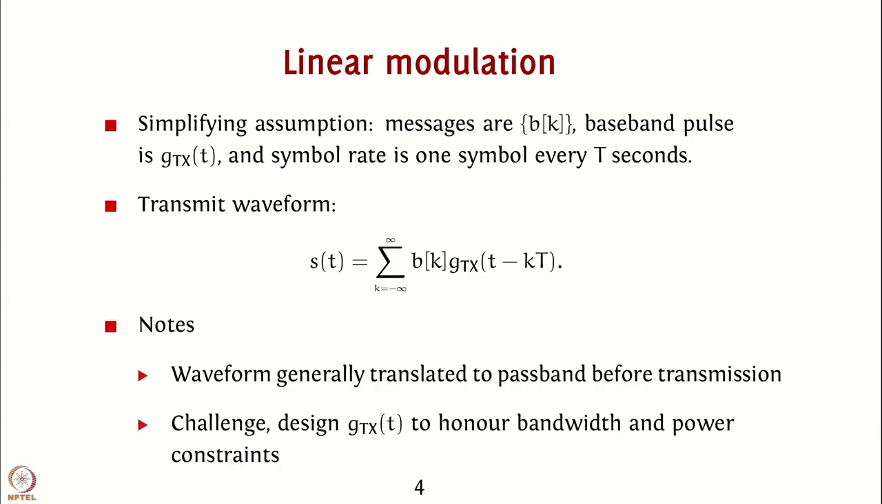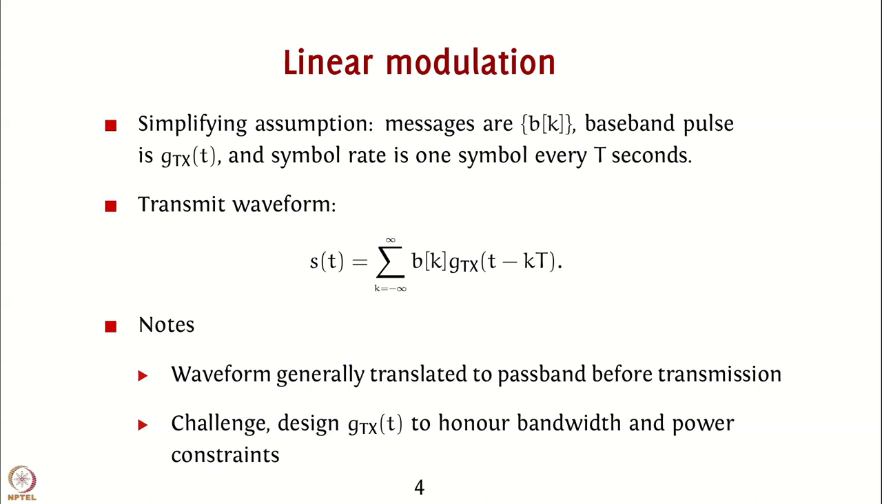One simplifying assumption that we will make is that we will look at linear modulation. If we consider messages as b_k and our baseband pulse as g_TX(t) and the symbol rate as one symbol for every T seconds, we have the transmit waveform s(t) is the summation over k of b_k times g_TX(t minus kT).